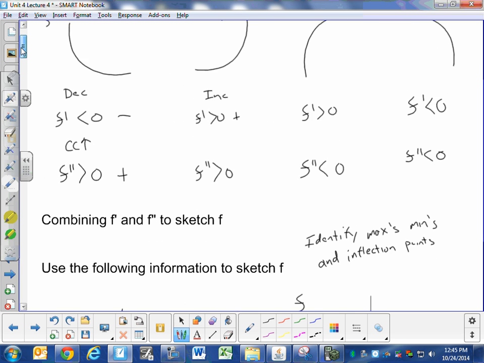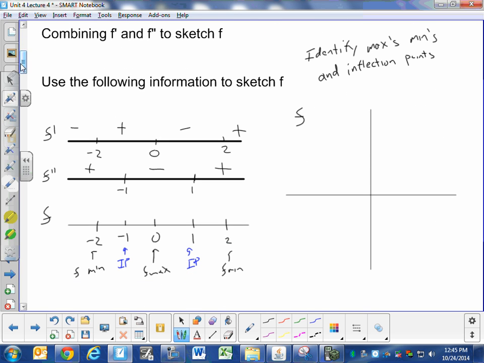Well, using this information from above, I know that when f prime is negative and when f double prime is positive, we are decreasing concave up. f is going to look like that, to the left of -2. For the next piece between -2 and -1, I'll be positive for f prime and positive for f double prime, I'll be increasing concave up. It's going to look like that. You guys fill in the rest of the pieces.